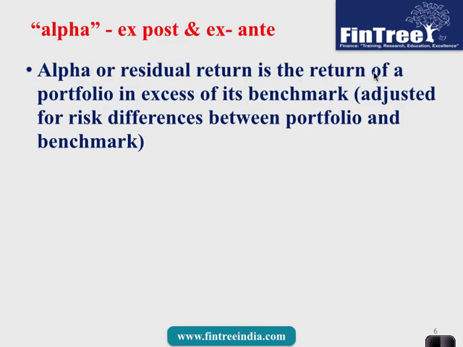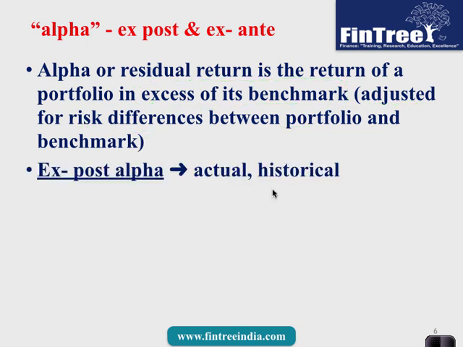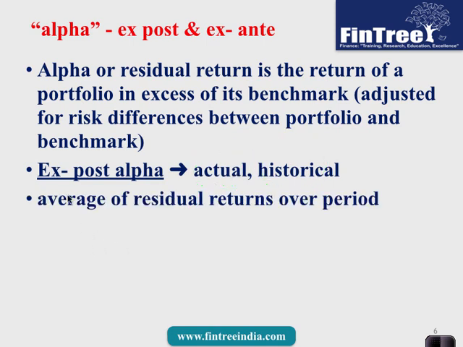Alpha or residual return is the return of a portfolio in excess of its benchmark. Is this correct? If alpha is the return of the portfolio in excess of the benchmark, and the risk of the benchmark and the risk of the portfolio is the same, that means there is no return on account of beta. Which is written here: adjusted for risk differences between the portfolio and the benchmark. Ex post alpha is actual and historical, which is simply the average of residual returns over a period.